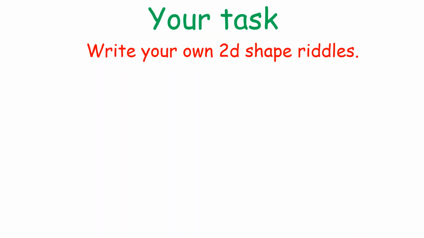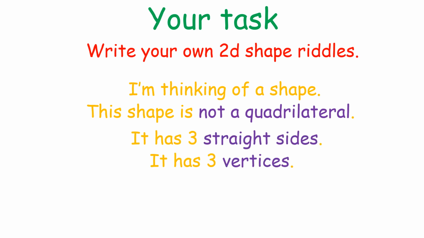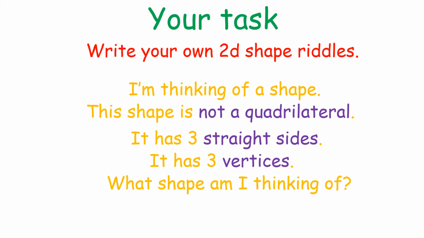Your task for today, Year 2, is I would like you to have a go at writing your own 2D shape riddles. Here is my example. I'm thinking of a shape. This shape is not a quadrilateral. It has 3 straight sides. It has 3 vertices. What shape am I thinking of? Do you know what shape I'm thinking of? It's a triangle. So what I've done now is I've written some clues describing a 2D shape, and I didn't write down the shape until the very end. This was my example of a triangle.